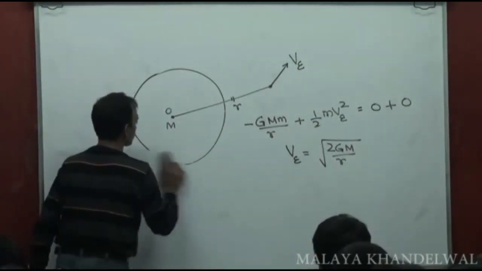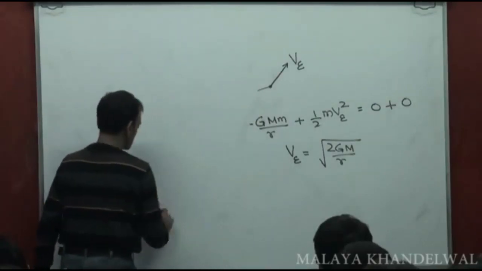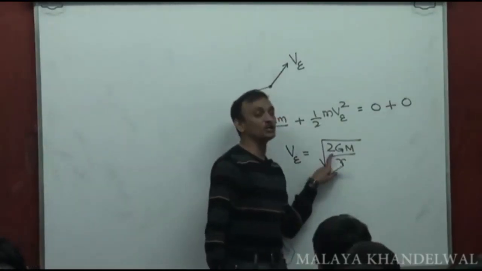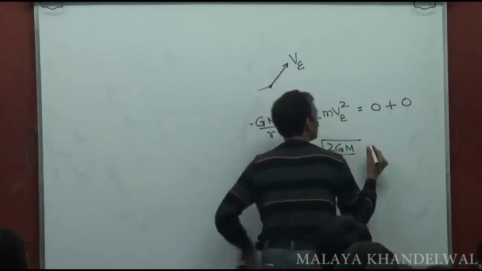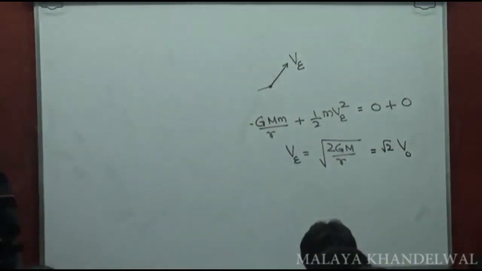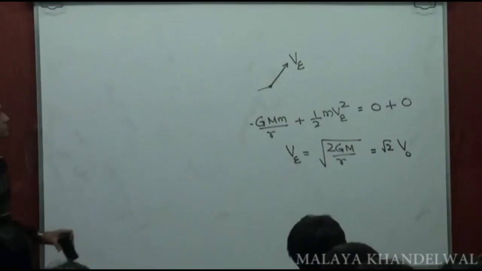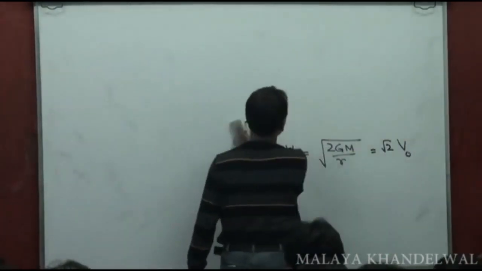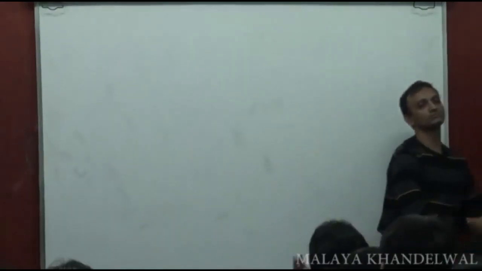Now, a couple more results. This very clearly is root 2 times the orbital velocity. Do you realize that? The escape velocity is root 2 times the corresponding orbital velocity. Again, a set of things which you might want to carry in your heads. But again, a detailed discussion is prohibitive at this point of time.